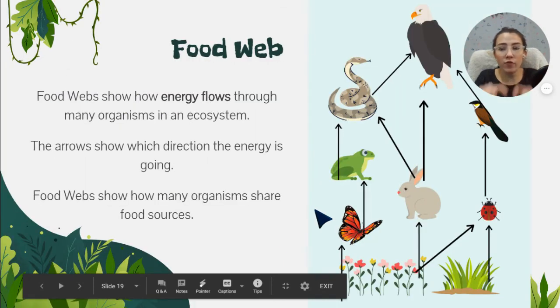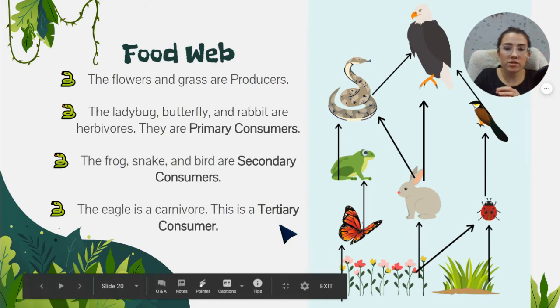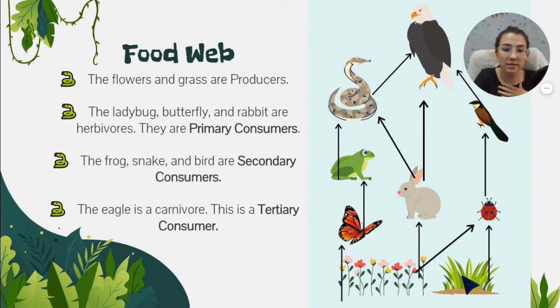So once you have a food chain, we can expand to the whole ecosystem, which is a food web. Okay, so the food web shows how many organisms rely on the same food source within an ecosystem. Okay, so I want you to notice down here we have two producers, flowers and grass. They are producers who are plants.